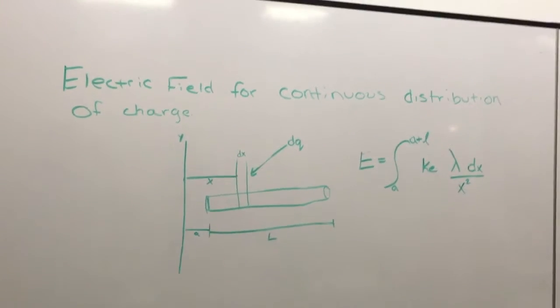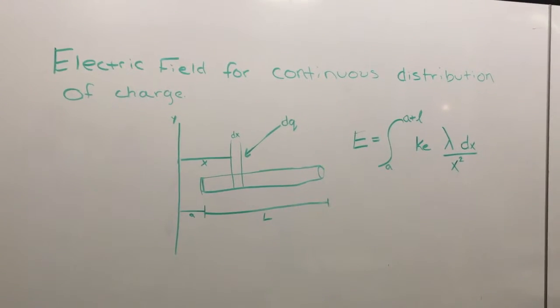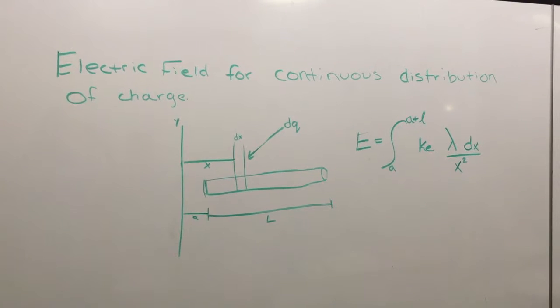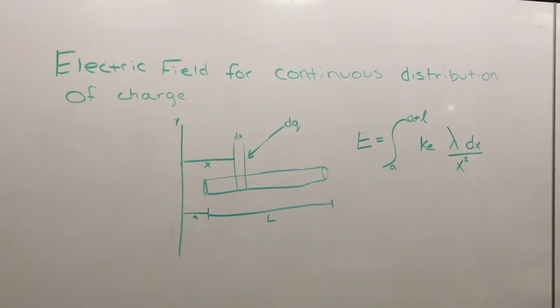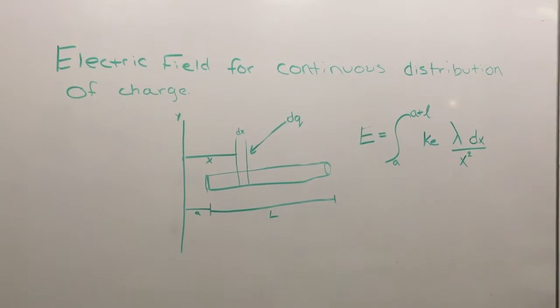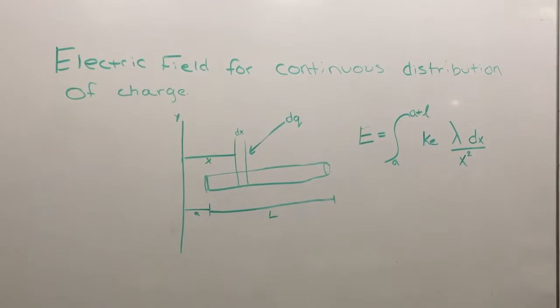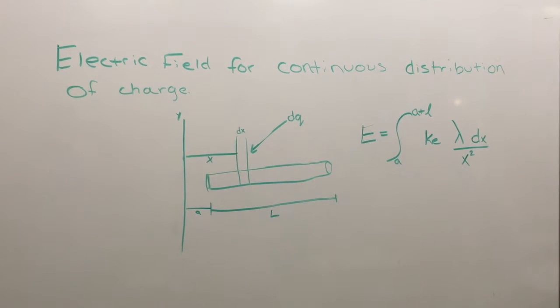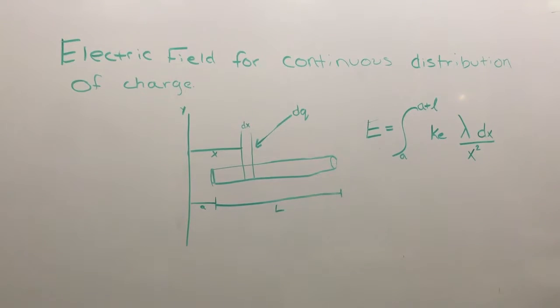When we're calculating the electric field of a continuous distribution, we set up an image like this, and the total electric field at this point is an integral of all the contributions. And we have to figure out the limits of integration, which in this case start at A and end at A plus L.